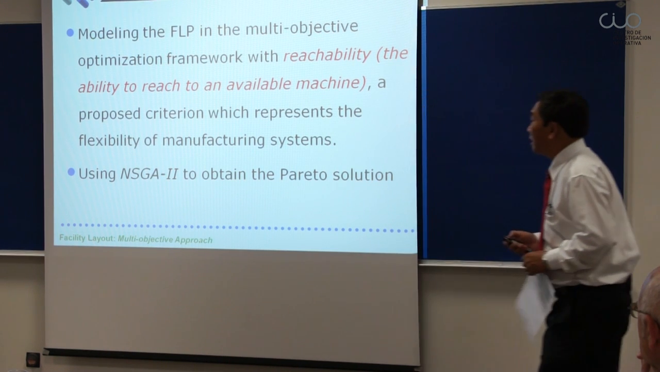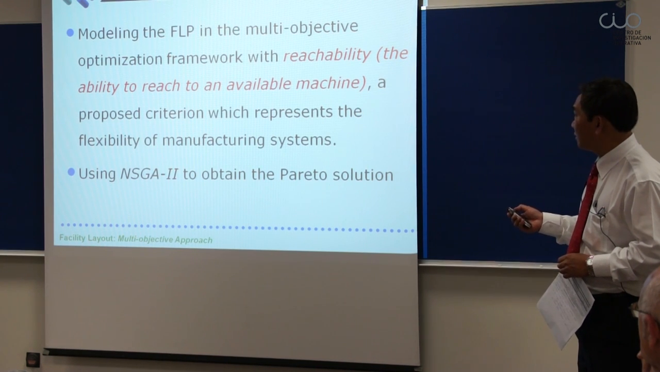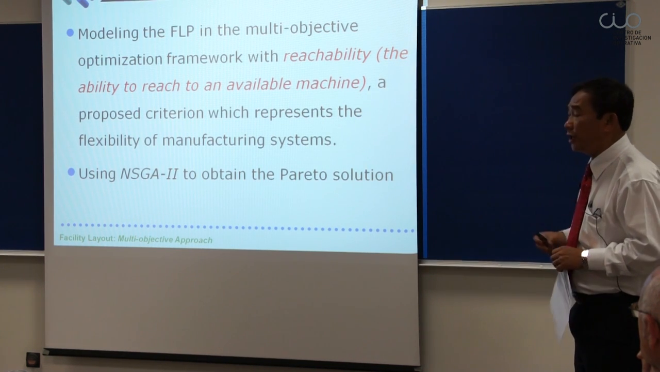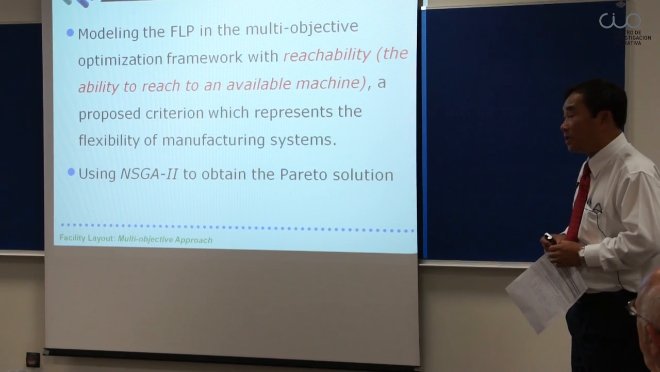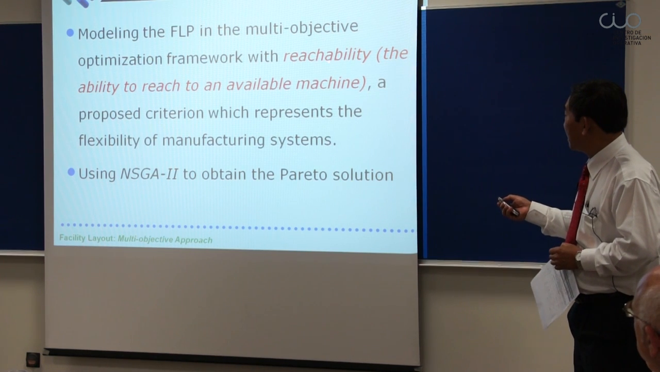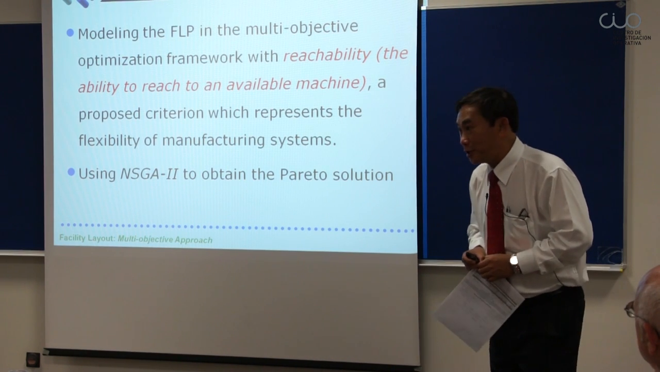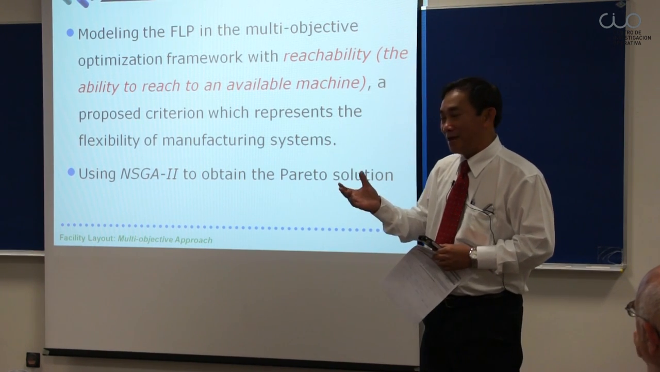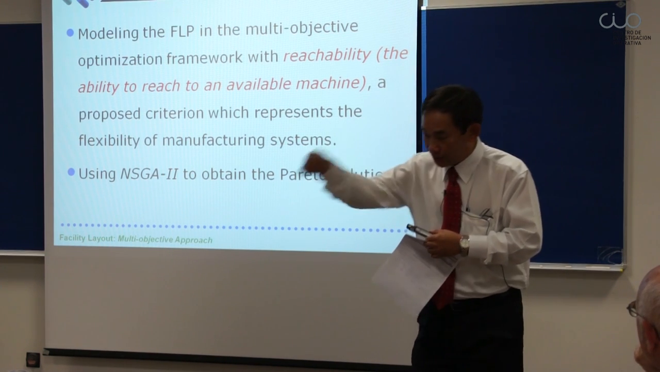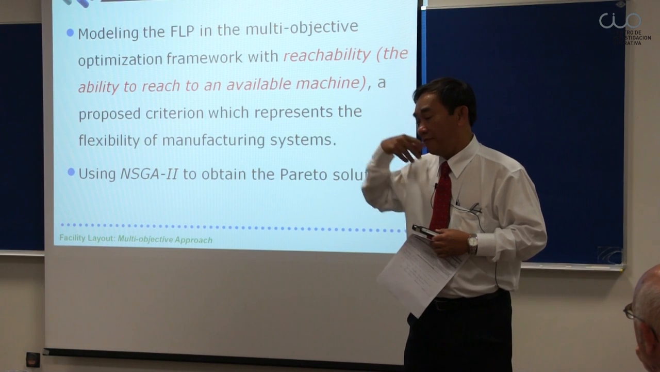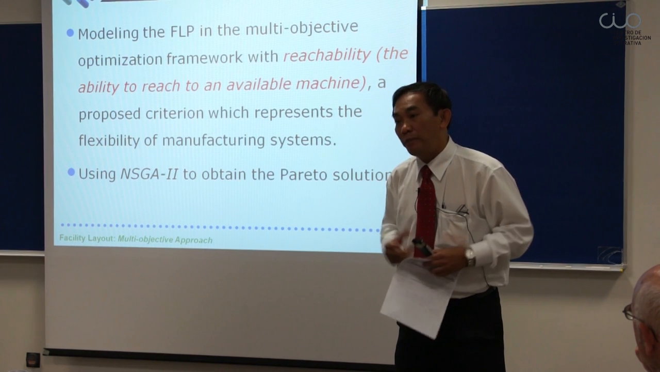My conclusion is I would like to introduce a new objective for the facility layout problem, called reachability. Actually, this one is not defined in the English dictionary. Reachable, yes, but reachability, no. But I define it as the ability of the system to reach, let's say, an available machine, and a good way of solving the blocking problem.